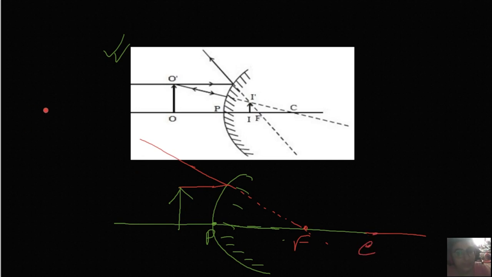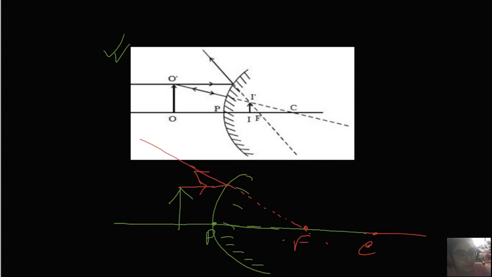So yeah, but it's advised that you guys don't do back calculation. You just measure the distance between the P and F and C. It will always be equal, so your ray diagrams will also be accurate. Don't forget to put the arrows.